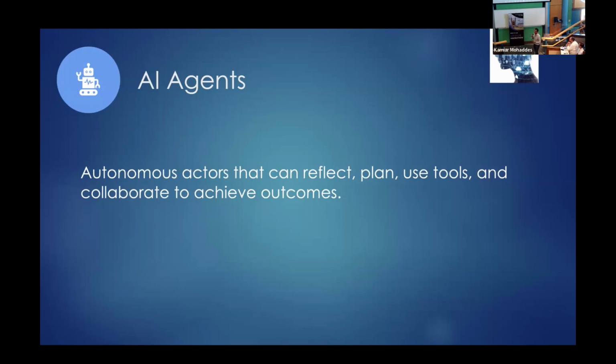The second area is to plan, that when you have an agent, it just doesn't give you an answer. It plans what itself or other agents will do in order to achieve that particular outcome. Let's say it's drafting a document or drafting a contract. Third area is use tools.